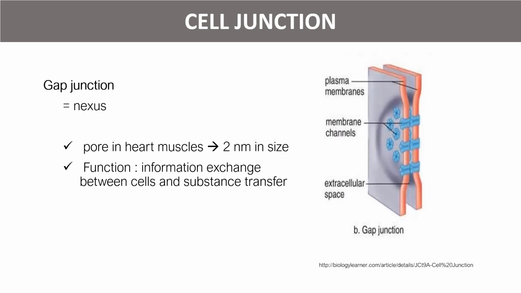The last cell junction is gap junction. Gap junction or nexus is mainly found in heart muscle. The specific structure of gap junction is the pores between one cell to another. And these are the pores in the gap junction. Particles containing substances or information can move from one cell to another through these pores.